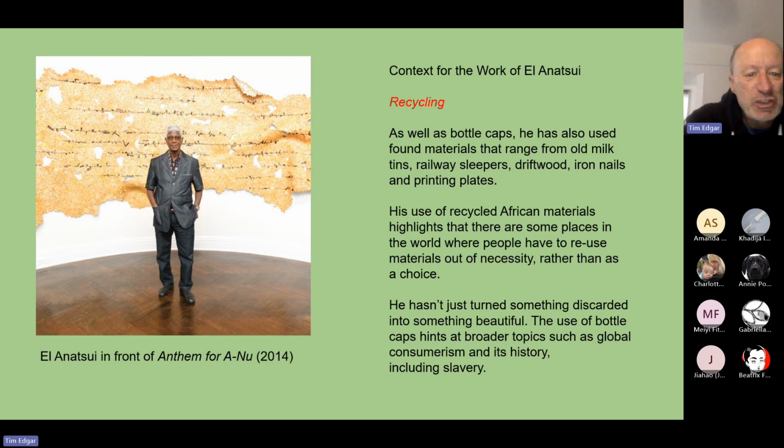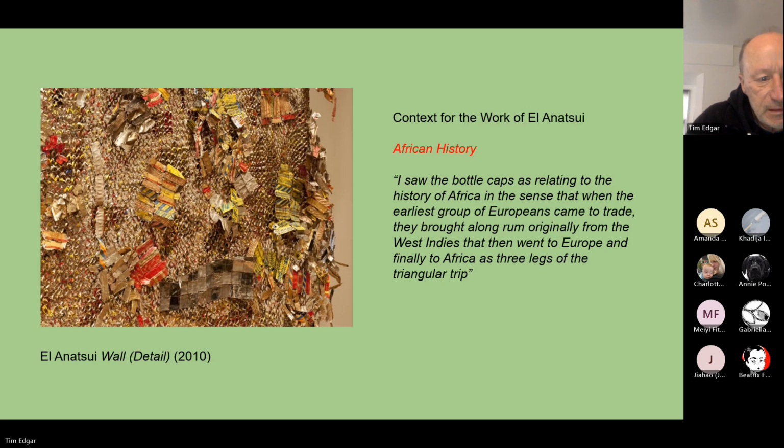So yeah, he hasn't just turned something discarded into something beautiful. The use of bottle caps hints at broader topics such as global consumerism and its history, including slavery. And then his African history, so he's tapping into that more generally. Here's a detail of a piece called Wall from 2010.